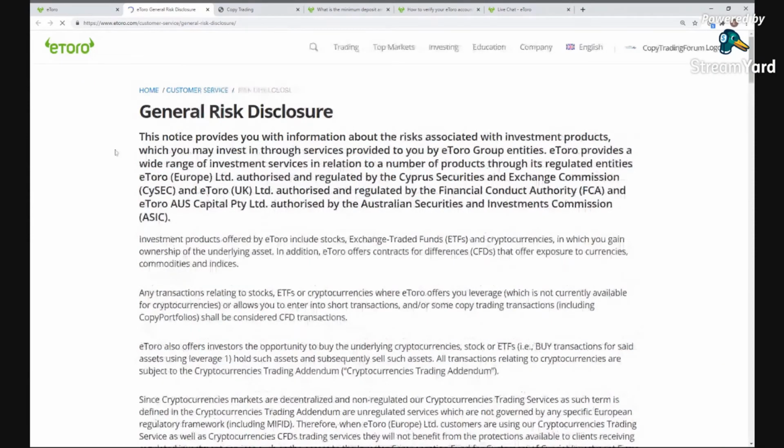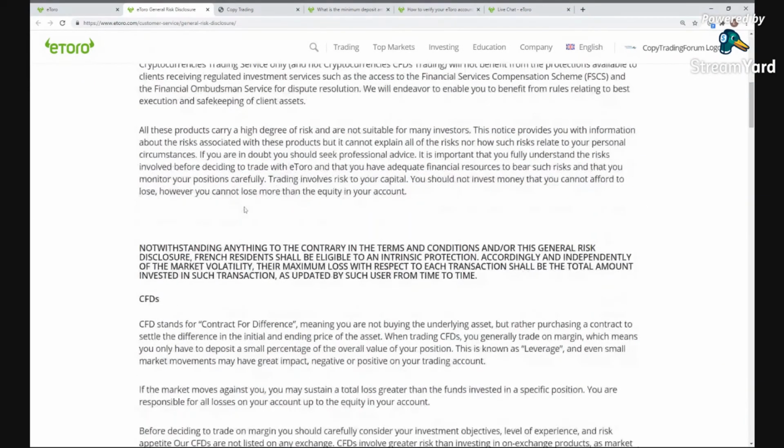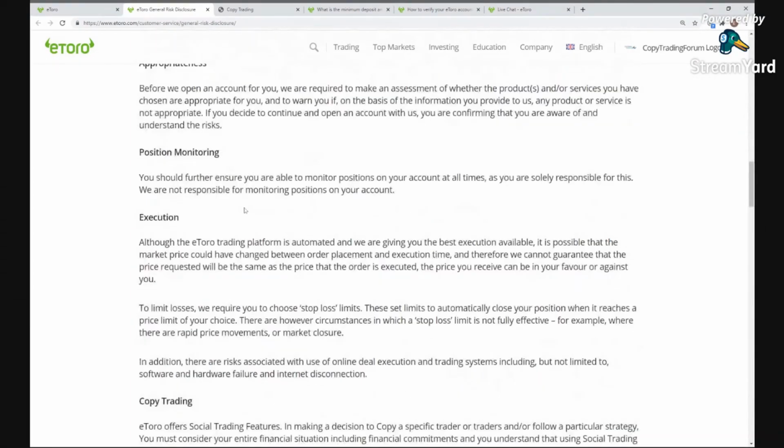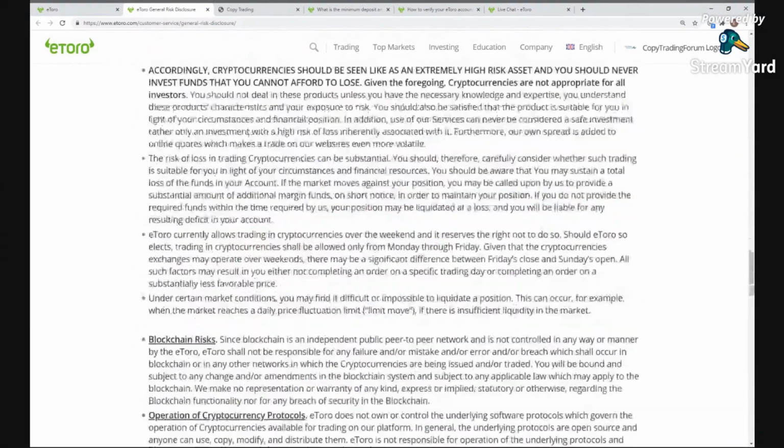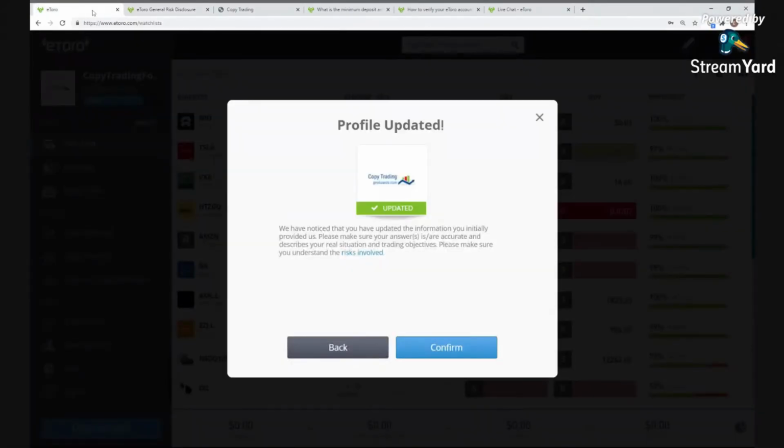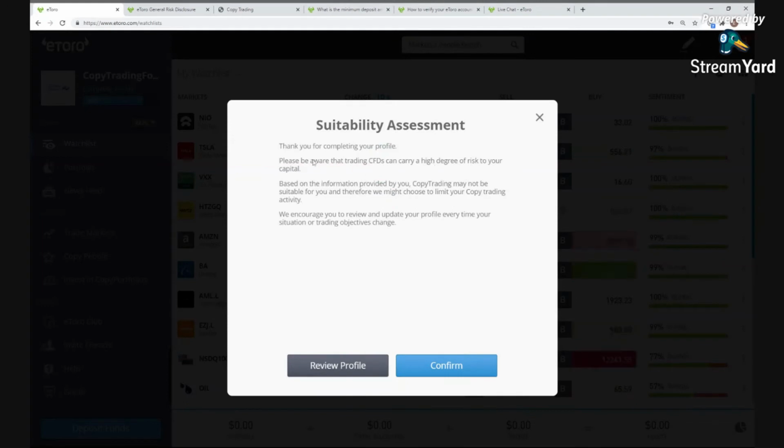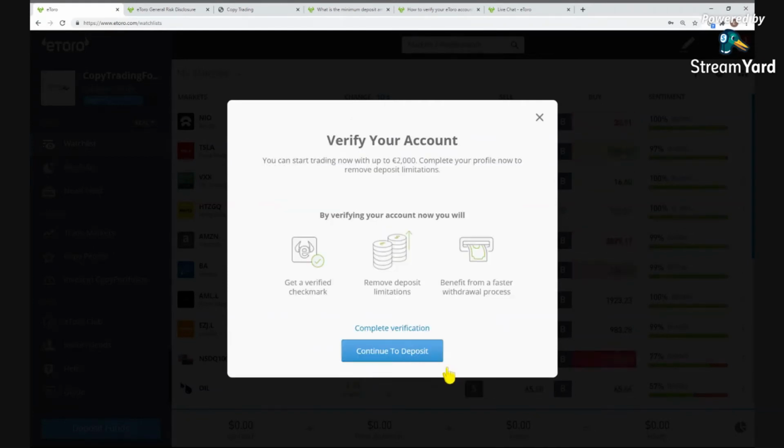Okay, this is what eToro has to provide from the regulatory authorities. You can read through all of that yourself: position monitoring, risks of trading, etc. And I click confirm. Thank you for completing your profile. Please be aware that CFDs carry a high risk to your capital. CFDs and using leverage is how a lot of people lose money, but I don't use leverage. Okay, so next is complete verification.